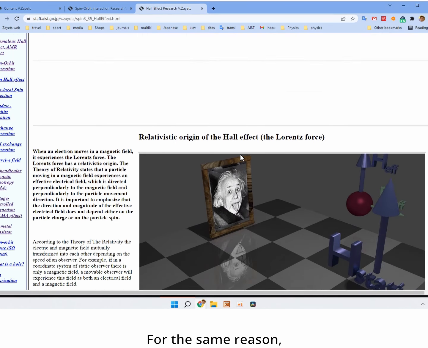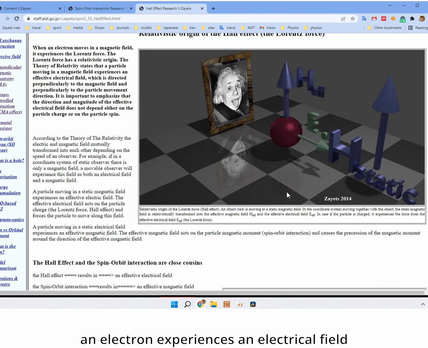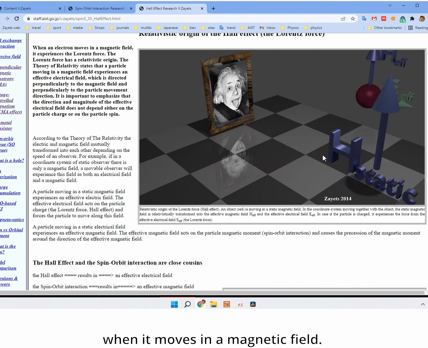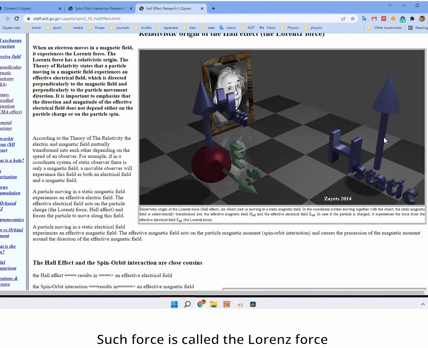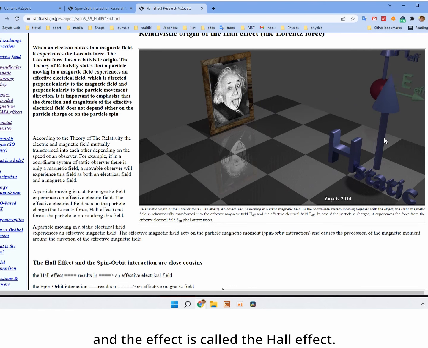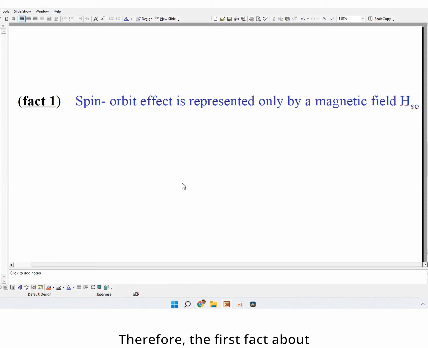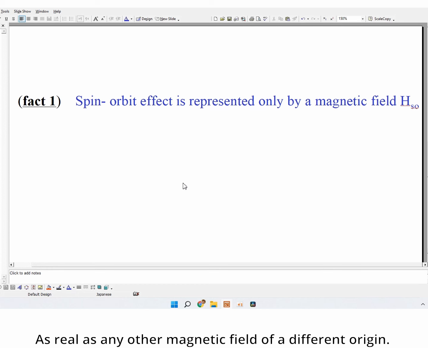For the same reason, an electron experiences an electrical field when it's moving in a magnetic field. Such force is called the Lorentz force, and the effect is called the Hall effect. Therefore, the first fact about the effect of spin-orbit interaction is that the effect describes a magnetic field. It's an absolutely real magnetic field, as real as any other magnetic field of different origins.